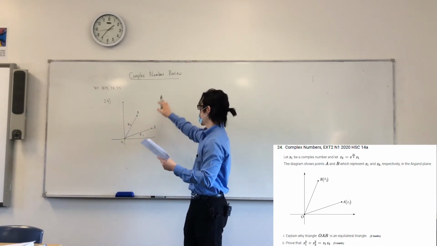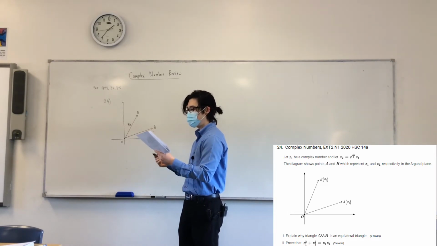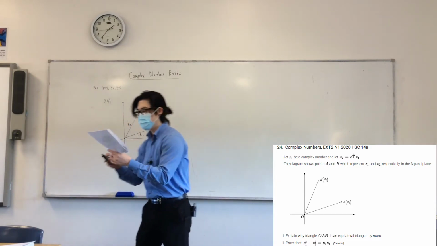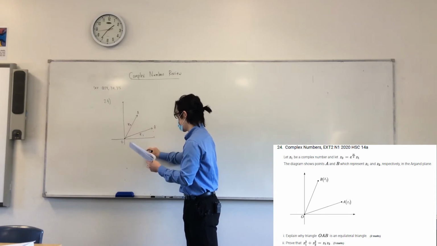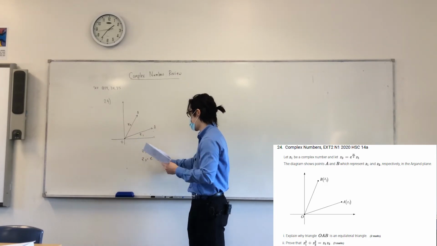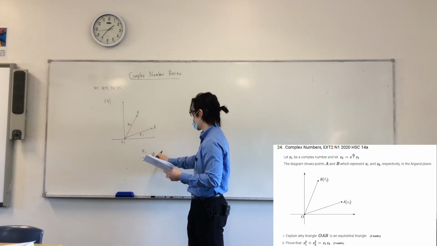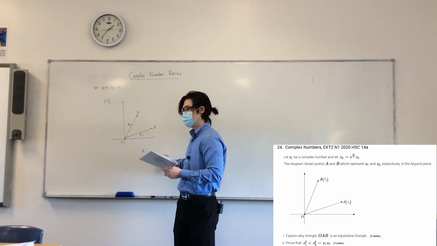Alright, so set it up like this. Now, let's read the question, right? Let Z1 be a complex number. So we've got Z1 there. And then you've got let Z2 equal to, so we've got Z1, and then to get to Z2, you've got to multiply Z1 by that, okay? So just keep that in mind. What that means is to go from Z1 to Z2, they're multiplying by that.